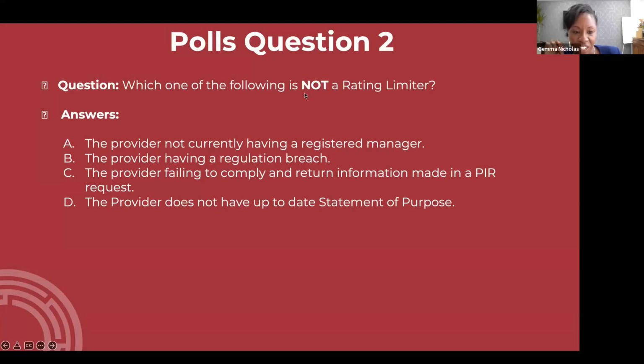So the correct answer is D, which the majority have got right. So D is not a rating limiter. A and C are rating limiters for well-led. So if they occur, as we said, the well-led cannot be higher than requires improvement. B is actually an overall rating limiter. So if there's a breach of regulation, the overall rating cannot be higher than requires improvement. Thanks for answering that.